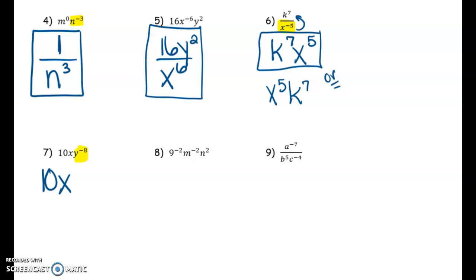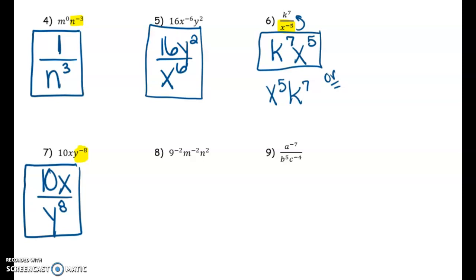And since that has a negative exponent, where should it go? That's right, it's going to go to the bottom to make it positive. And again, now we're simplified. So we have 10x over y to the 8th. Only move the parts that have negative exponents. If it has a positive exponent, keep it where it is.